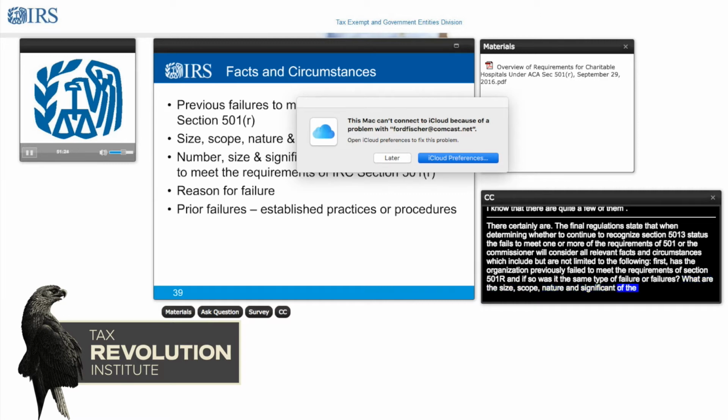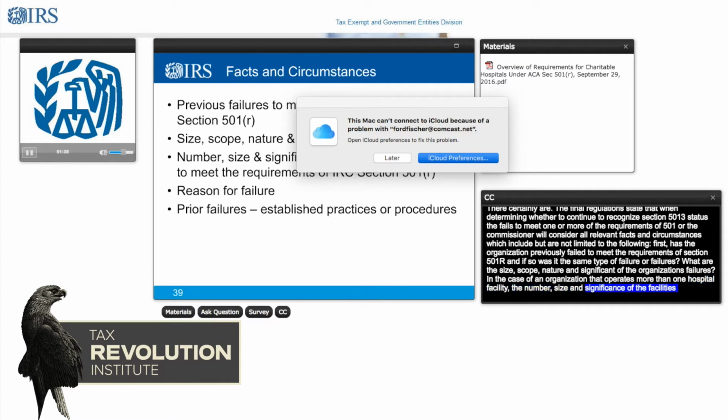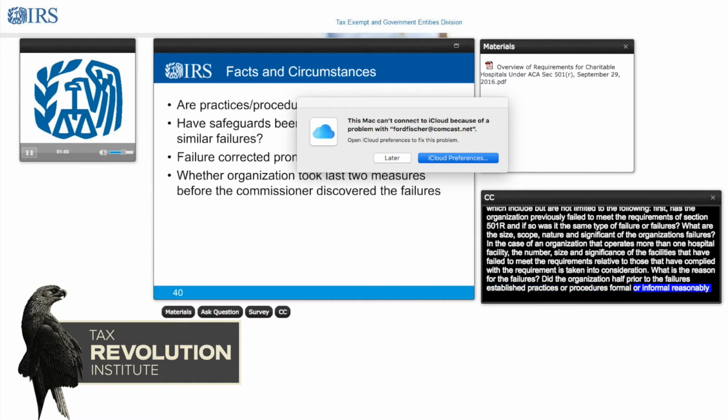And in the case of an organization that operates more than one hospital facility, the number, size, and significance of the facilities that have failed to meet the 501R requirements relative to those that have complied with the requirements is taken into consideration. What is the reason for the failures? Did the organization have, prior to the failures, established practices or procedures, formal or informal, reasonably designed to promote and facilitate overall compliance with the Section 501R requirements?